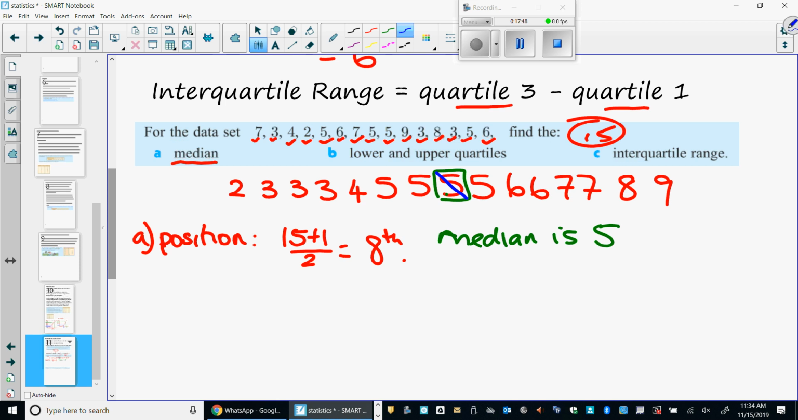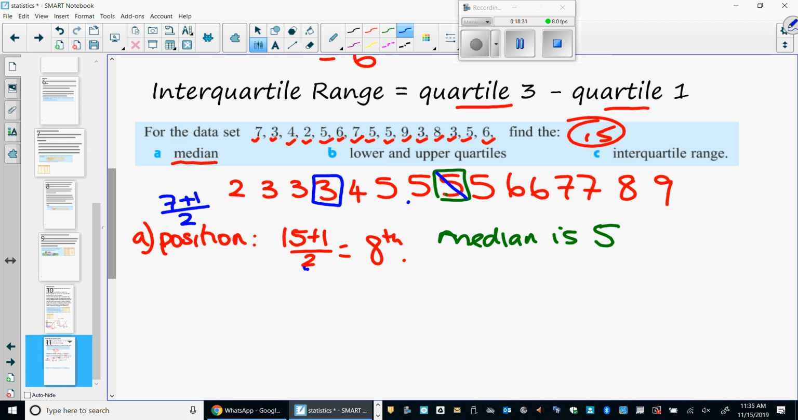So all I've said is that we had 15 pieces of data. We need to make sure that we have the same number in each of the halves. So to do that, we're going to ignore this number that we just found as the middle. So I've got 7 pieces of data here and 7 pieces of data there. With 7 pieces of data, to find the location of the midpoint I'm going to do the same thing as I did here. I'm going to add 1 and divide by 2. So what's 7 plus 1? 8. Divide by 2. So it's my 4th piece of data.